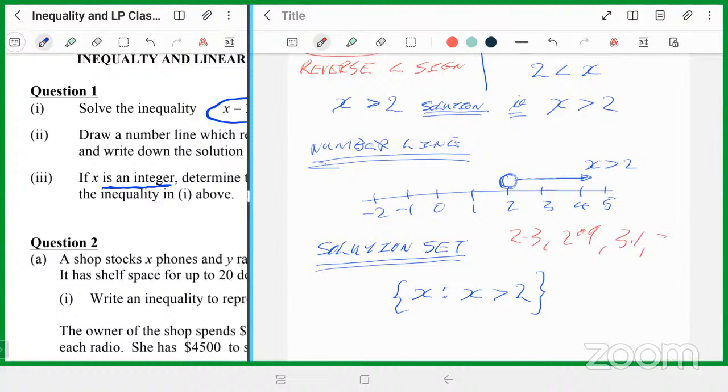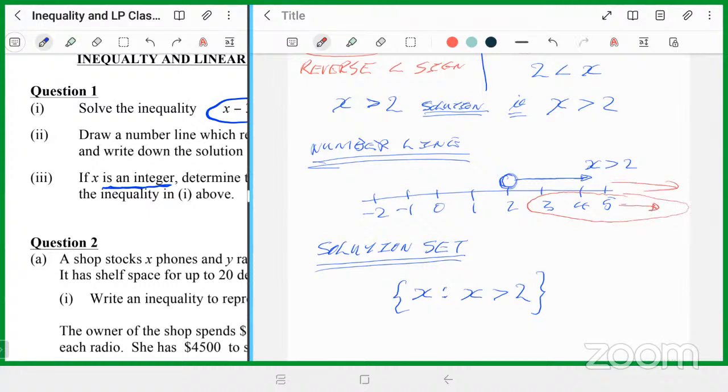3.1, 3.7, all those fraction values, those decimal values, would be valid on this inequality if they did not define x for us or give any condition on x. Here now we are given a condition on x, that x is an integer. An integer is a positive or negative whole number. So it means that we only want the whole numbers that are greater than 2. We can't even include the 2. The whole numbers that are greater than 2, continuing out to the right.